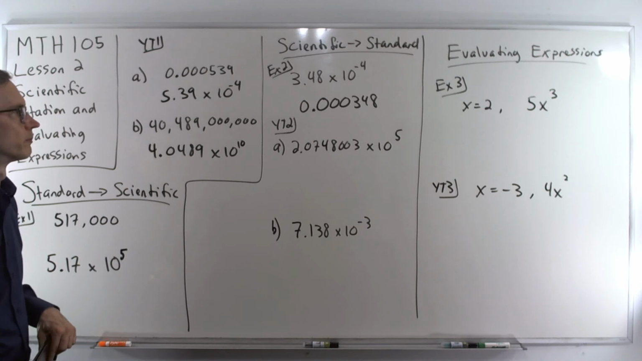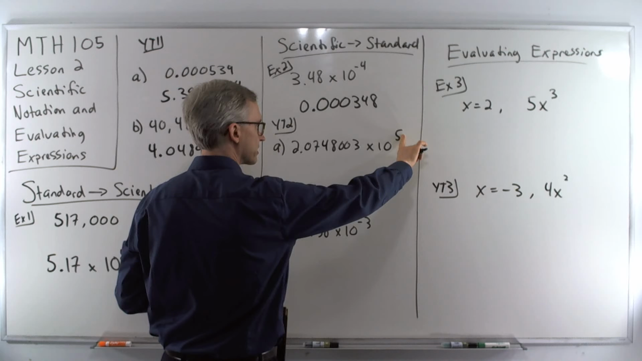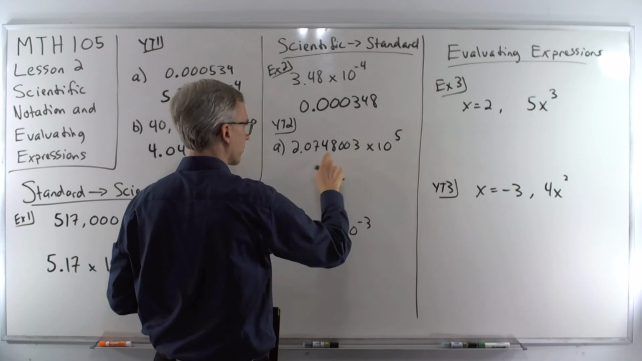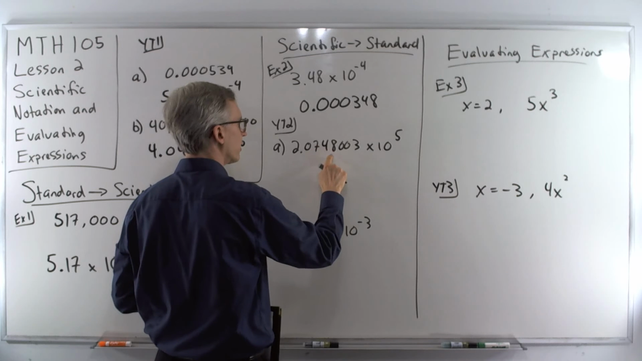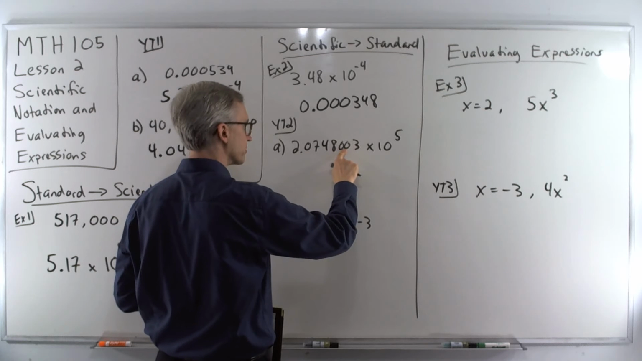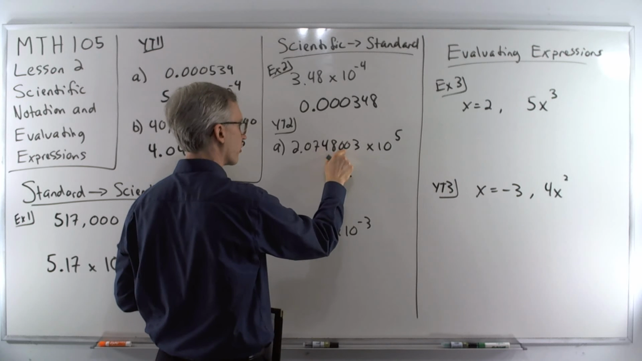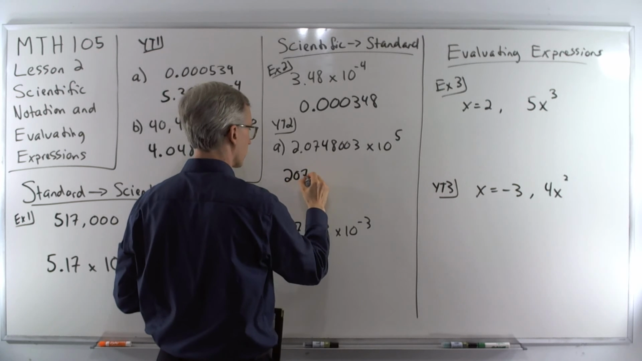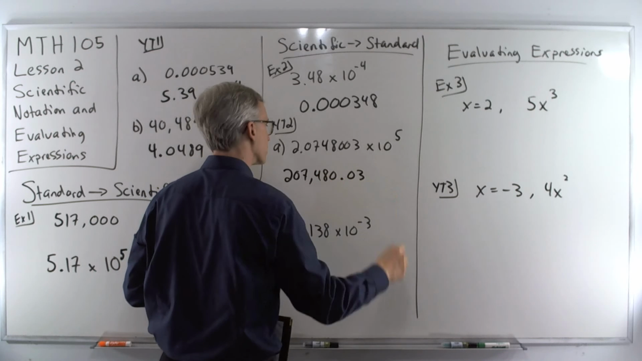Your turn, number 2. So with this one, we're going to move the decimal 5 places, and since it's a positive number, we're moving to the right to make this number bigger. So it's going to be 1, 2, 3, 4, 5. The decimal goes between the 2 zeros. So that gives us 207,480. And then our decimal point, and then 0.3.